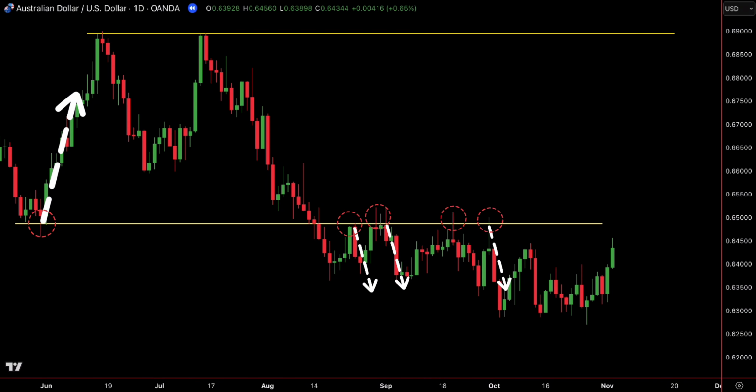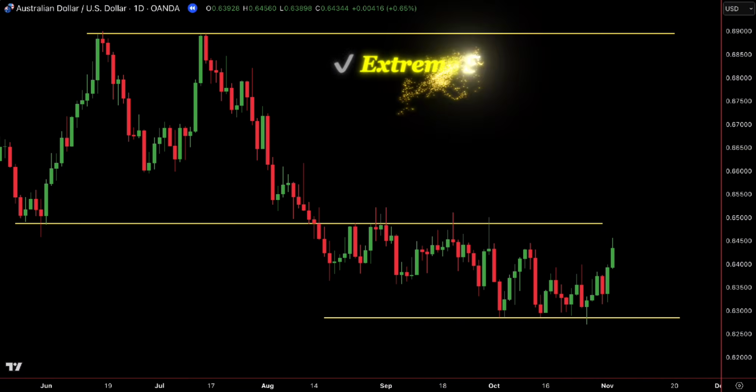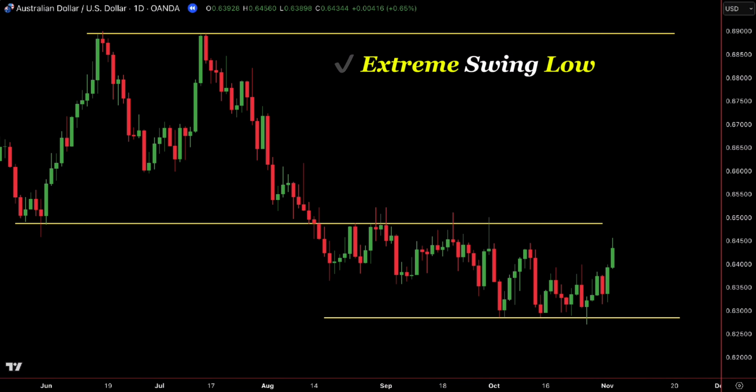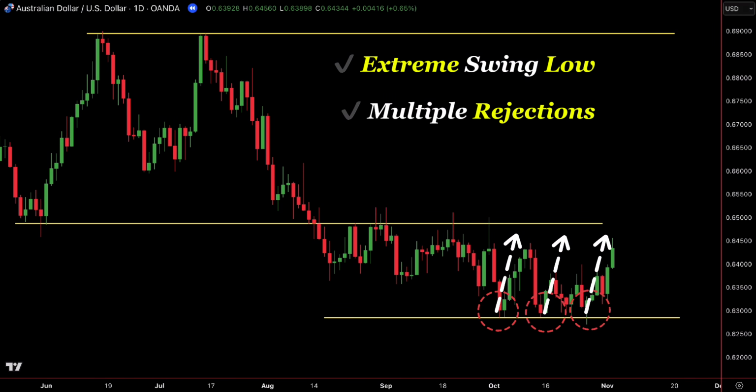Now we go further down and find the next key support zone. A level where price bounced twice with strong reactions. Let's mark it and analyze it. Extreme swing low. This is the lowest point reached during the recent movement, which automatically makes it a strong support level. Multiple rejections. Price tested this area twice and bounced both times.